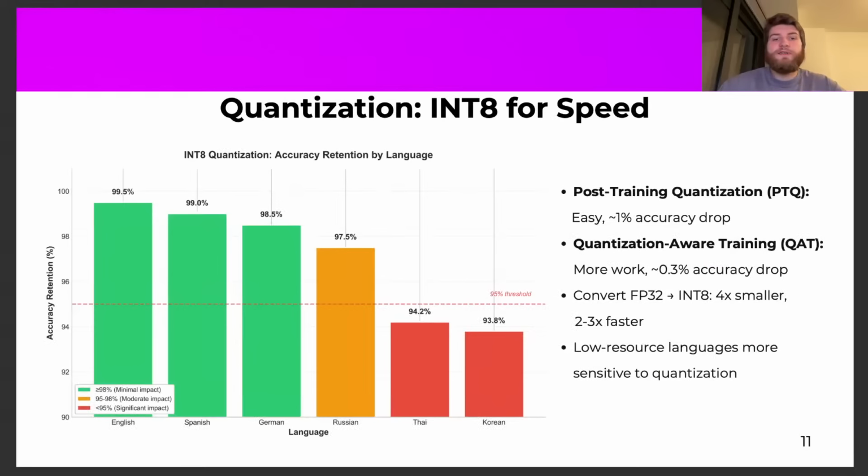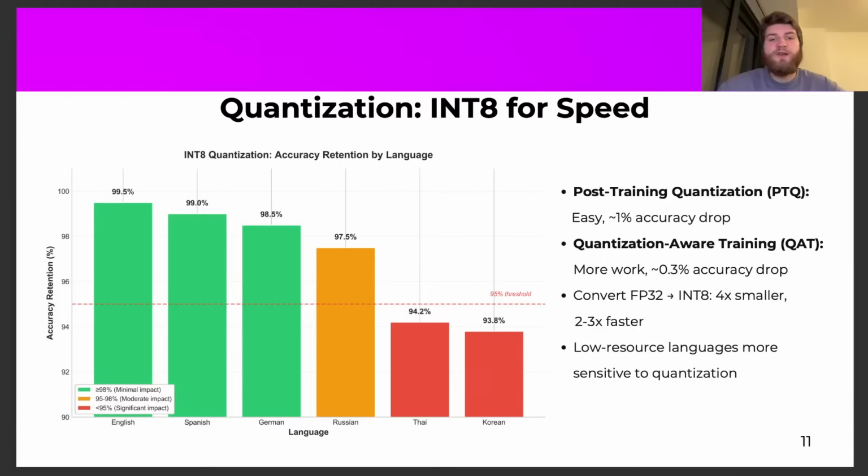So now for quantization. Quantization reduces model size by using lower precision numbers. Instead of 32-bit floating point weights, you use 8-bit integers. The model gets 4 times smaller and inference gets 2 to 3 times faster. And there are two main approaches.